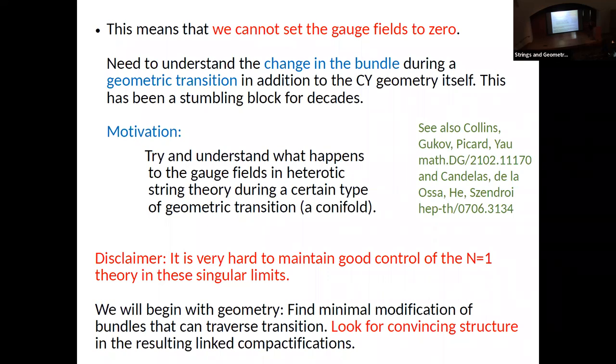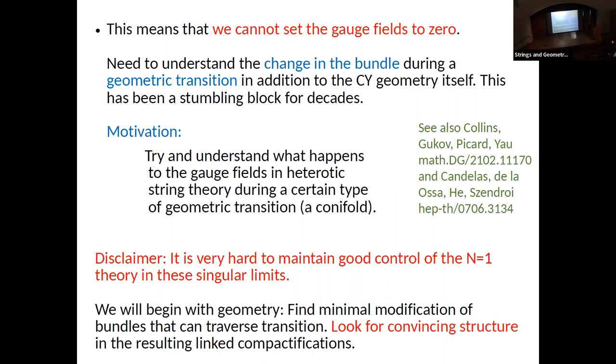Disclaimer is that in the n equals one theory, as I'll argue, these are some very weird field theoretic limits that we're approaching. So we are going to see things like tensionless non-critical strings, which are known to arise in various singular limits of the heterotic theory on a regular basis. So I will not be providing a full theoretic description, a la Strominger, of a heterotic n equals one transition. However, as a first step towards that, we need to understand what geometries for the gauge fields could be smoothly or minimally connected across a geometric transition.